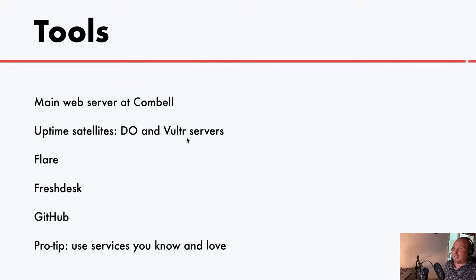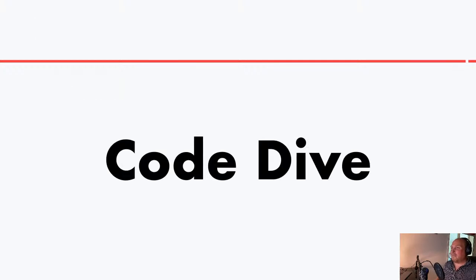So we're not dependent on just one platform for this. Of course, we use Flare for error tracking. We use Freshdesk to follow up the mails. Of course, we use GitHub for hosting the code. And yeah, I don't think there are really big surprises in here. So my tip here is just use the services that you already know and love, because you already know them. They're reliable for this kind of project.